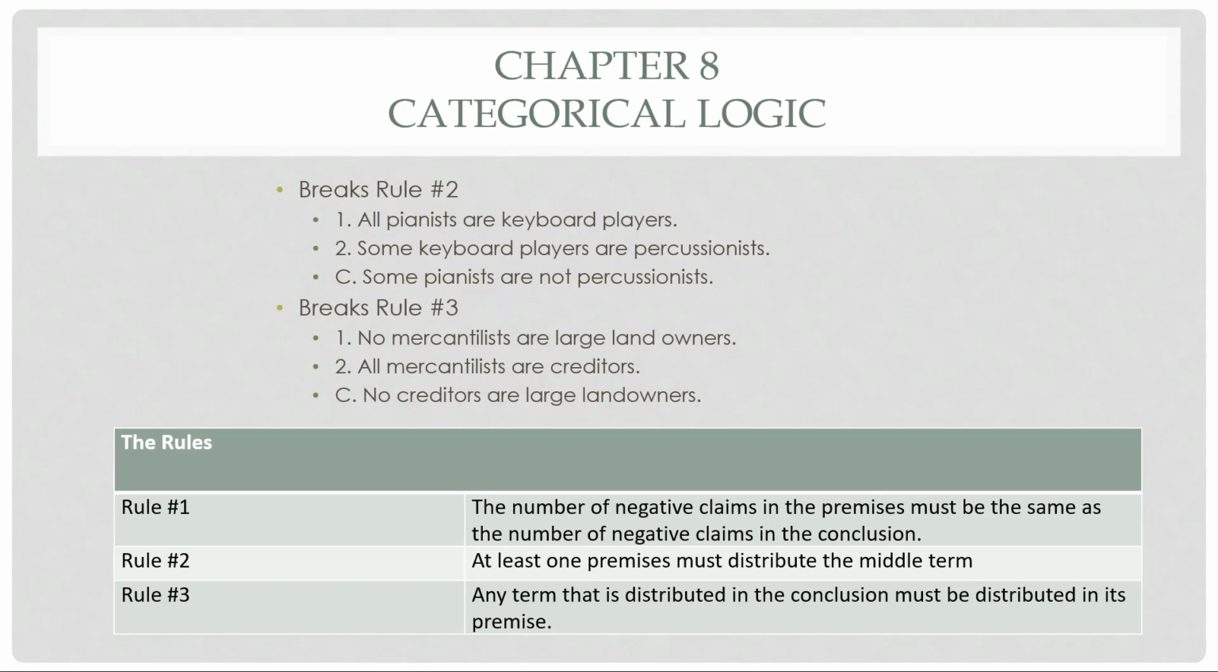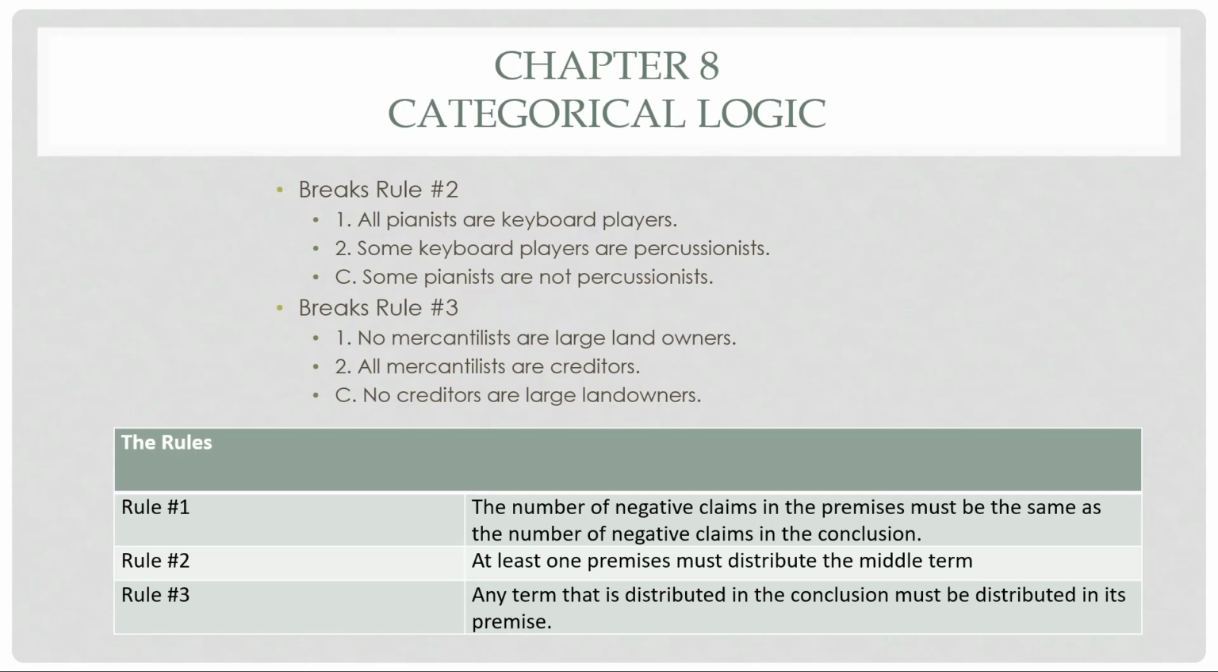And so we check for distribution. In the first premise, all pianists are keyboard players. Pianist is distributed because of its location, and keyboard players is not distributed. In the second premise, some keyboard players are percussionists. Well, in a some are claim, nothing is distributed, and so it breaks rule number 2. The premise 1 and 2 do not distribute the middle term, so invalid.